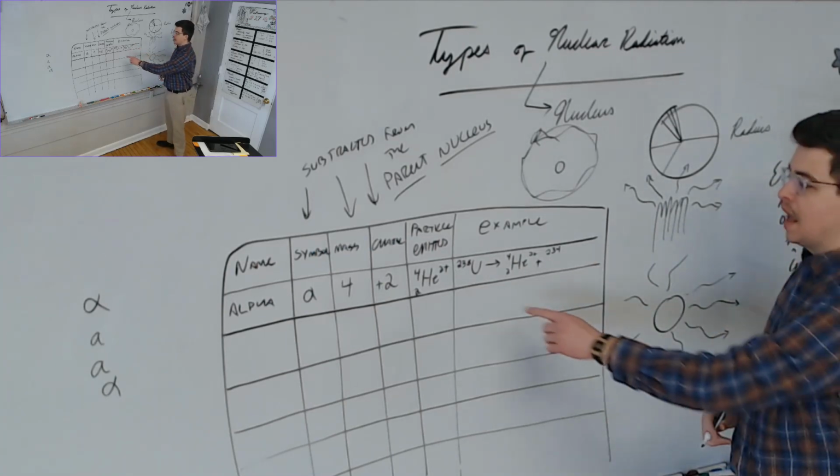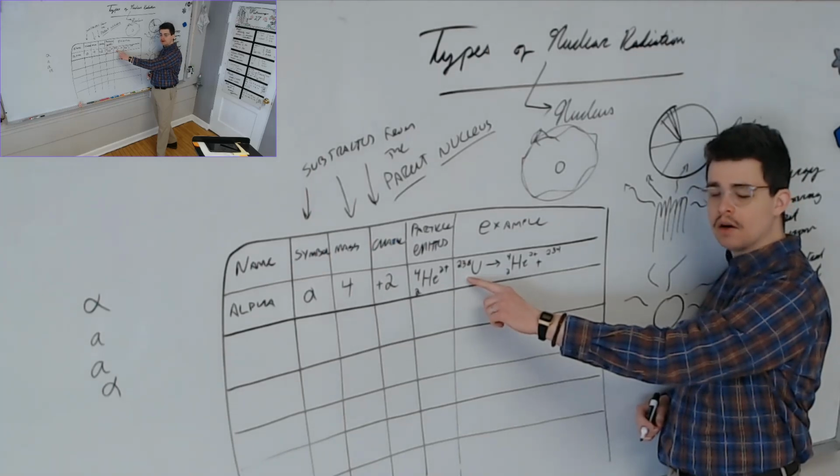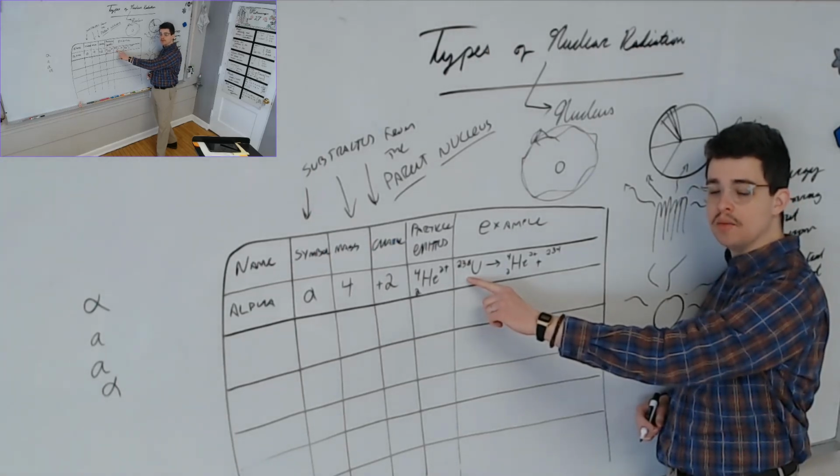234. This wasn't written, and it doesn't have to be, but what is the atomic number of uranium? Always 92. It's 92. It's always 92. How did Faye know that?